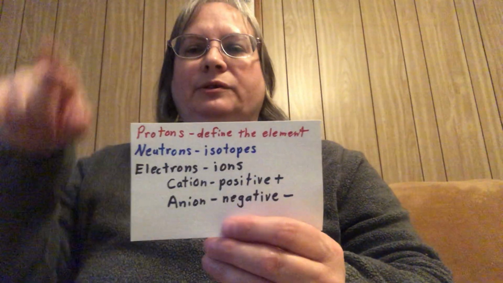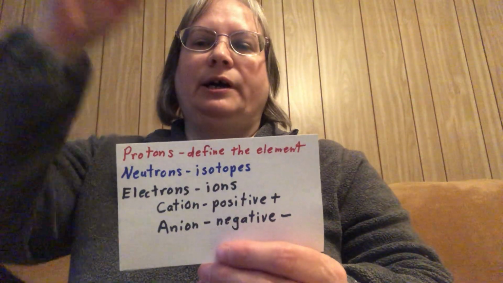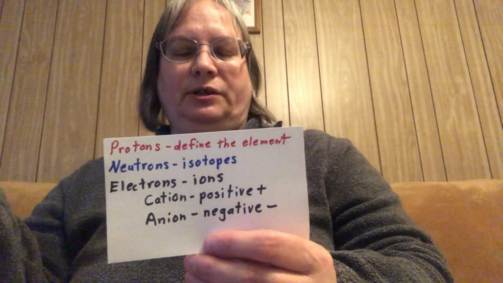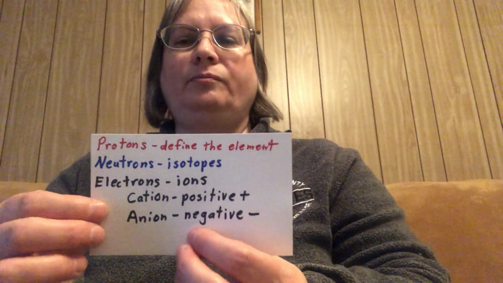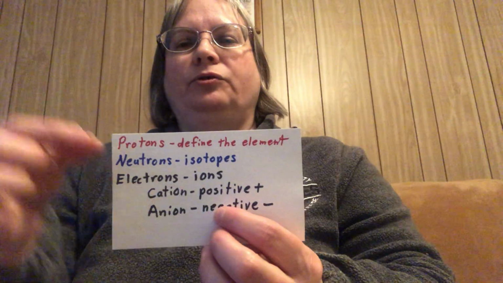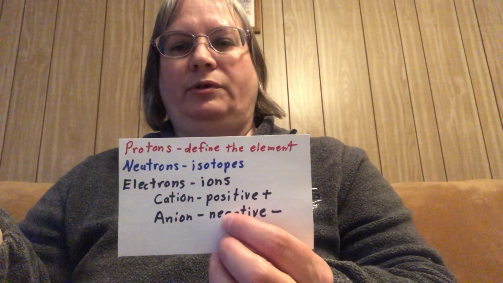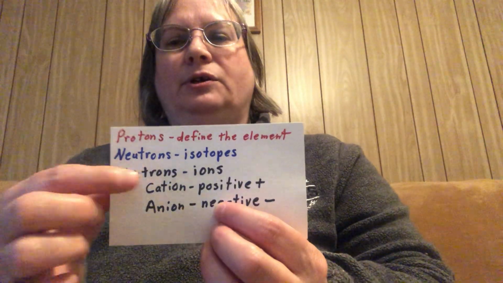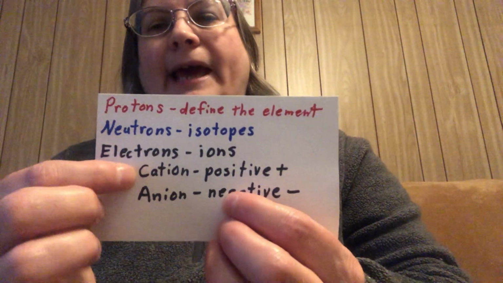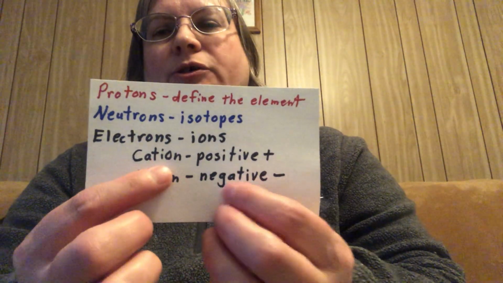So remember, we have all those electrons going around those shells. If one electron goes somewhere else, maybe it binds to another element, another atom, you still have the same number of protons, but you now have fewer negative particles. So you're going to have a positive charge, and that's called a cation. And that is a positive charge.